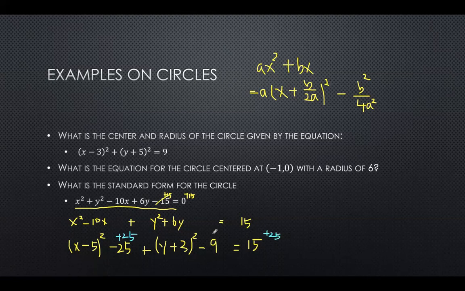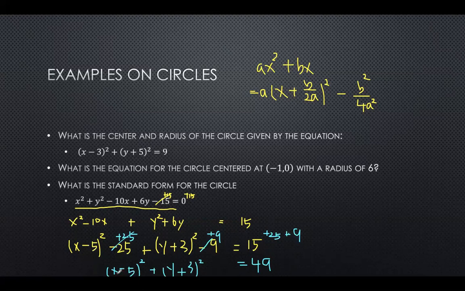You have minus 9 here, so you add 9 on both sides of the equation. This got cancelled, this got cancelled. 15 plus 25 plus 9, you have 49 on the other side of the equation. And on the left, you have x minus 5 squared plus y plus 3 squared.